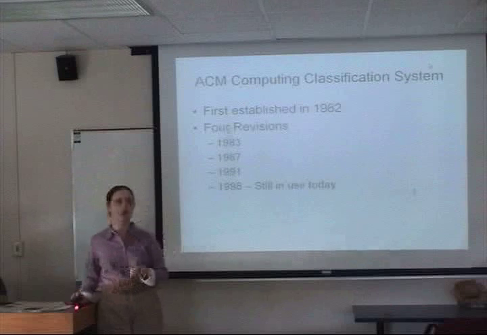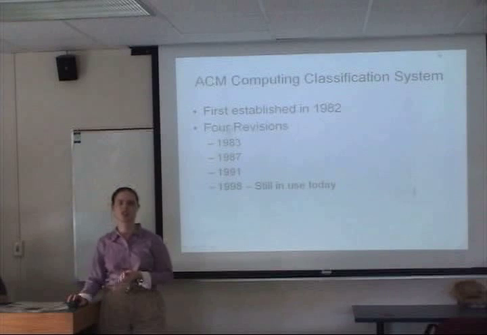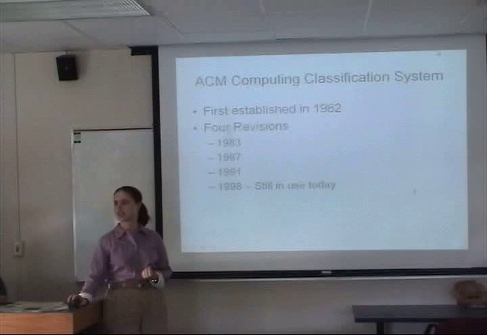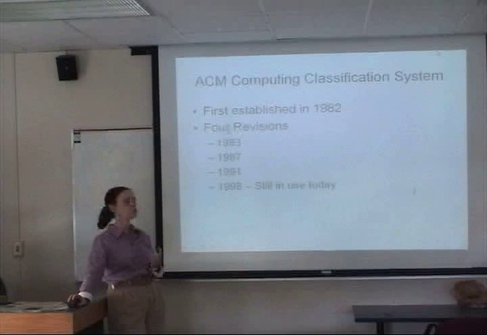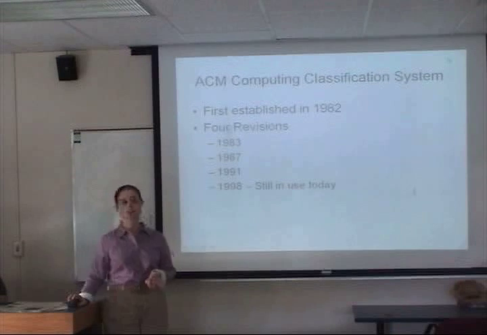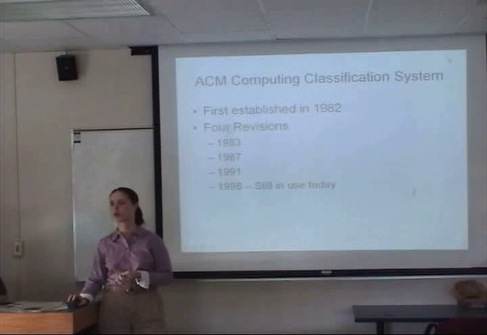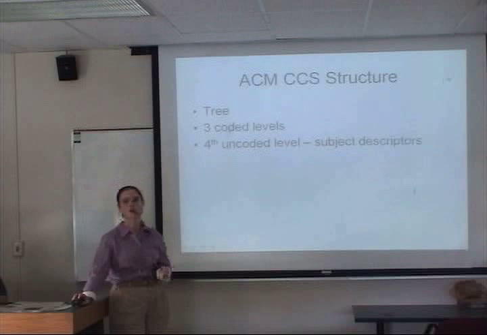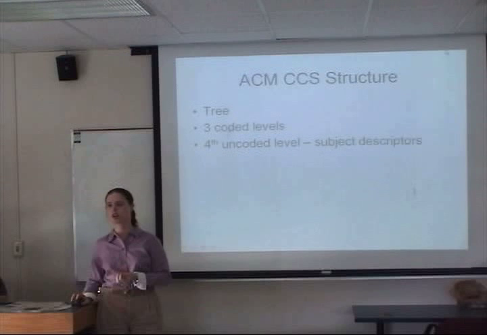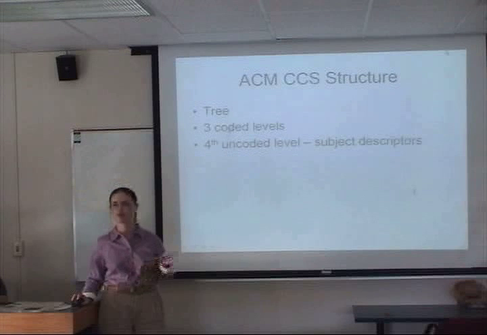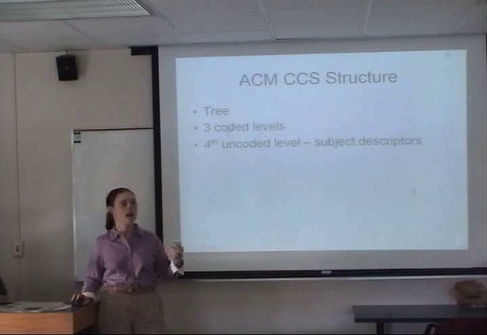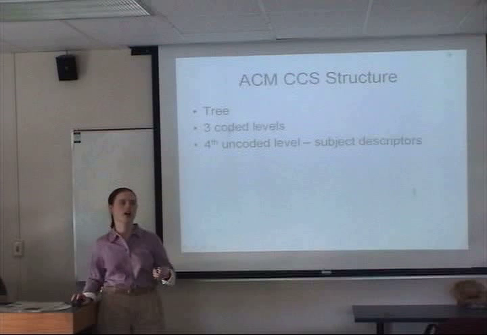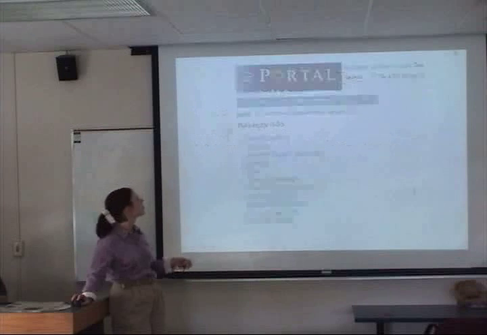So, brief note about the classification system. It was established initially in 1982. There's been 4 revisions. The last one was in '98, and it's the one they're still currently using. So the structure is fairly simple. It's a tree structure with 3 coded levels, and I'll show you the codes in a minute. And then the 4th level of uncoded subject descriptors.